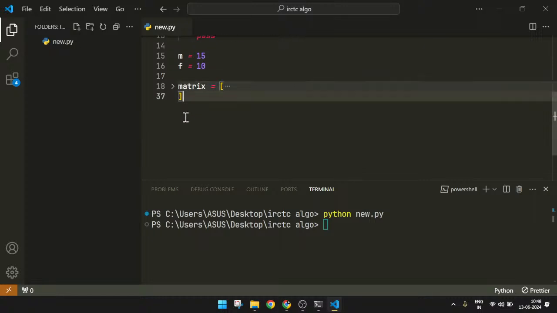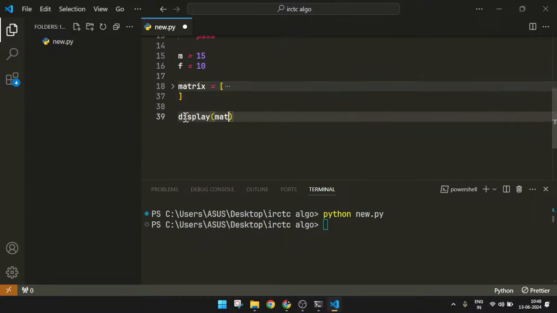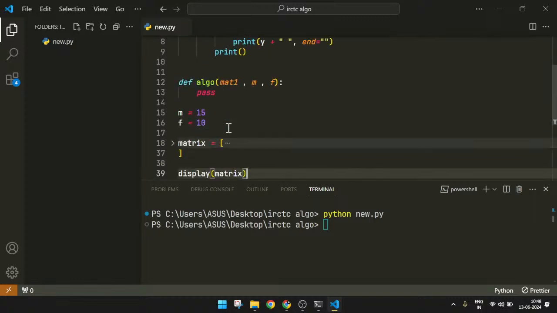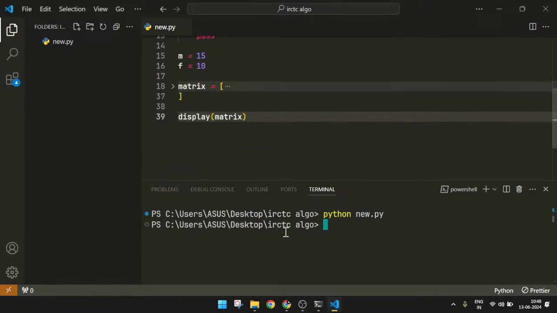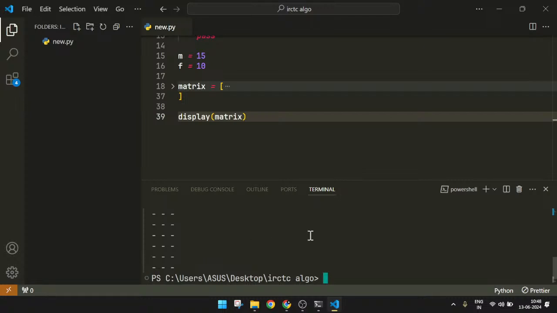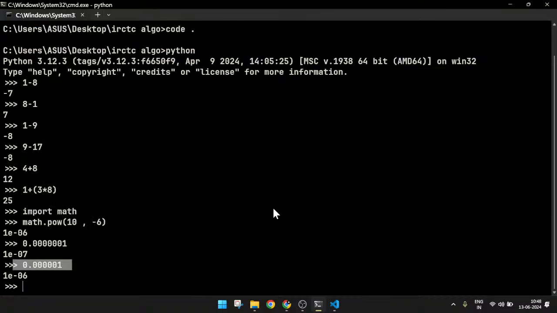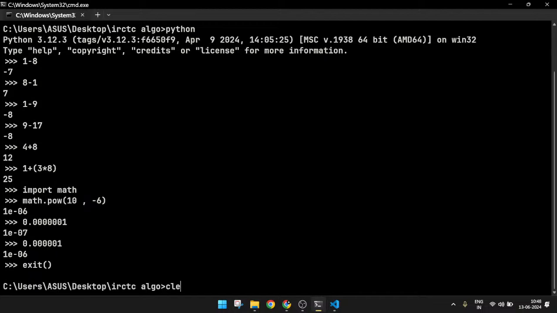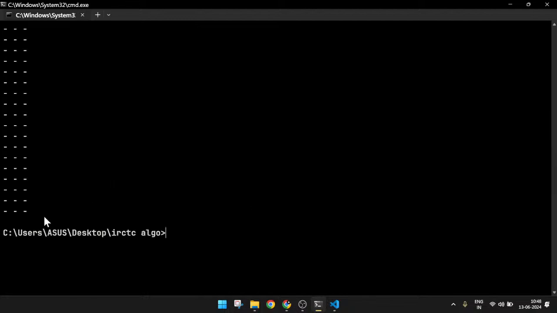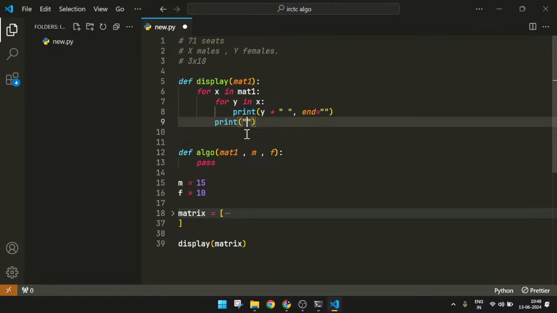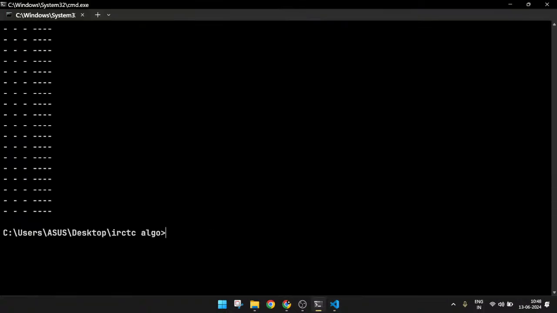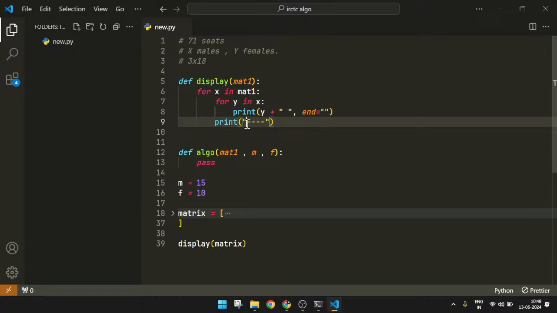I can close it. Let me check if this will work. Okay, so it's printing something. I think I should not run this, but I should run it on CLS and python new.py. So it's printing like this. Also, I think I should print this thing. So, okay, not like this.